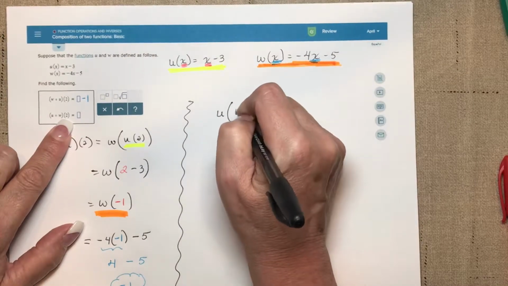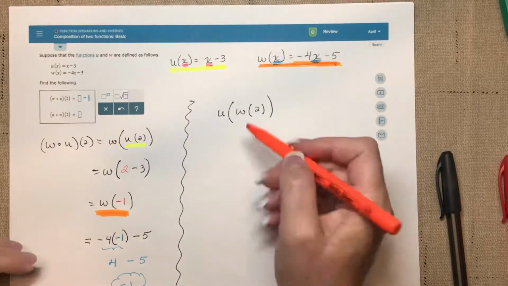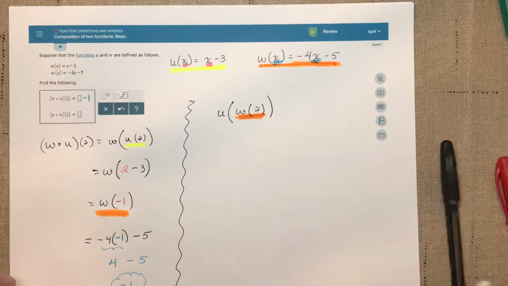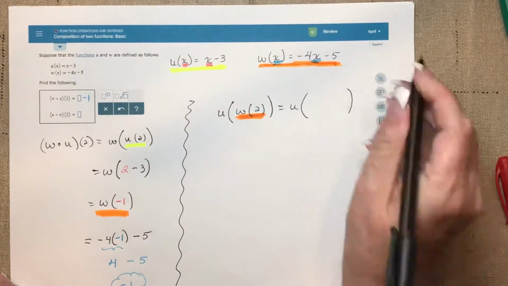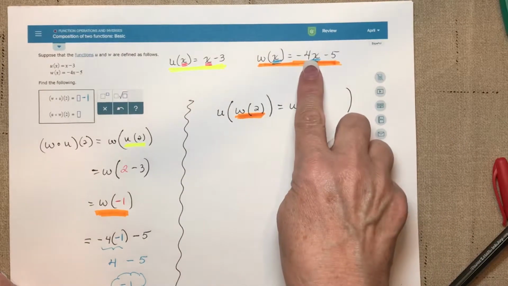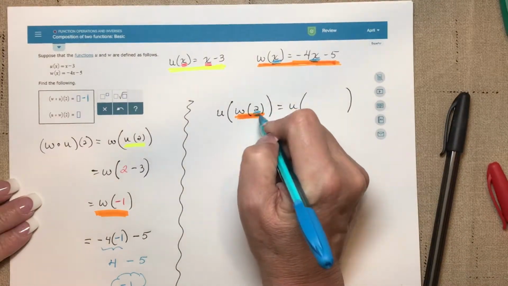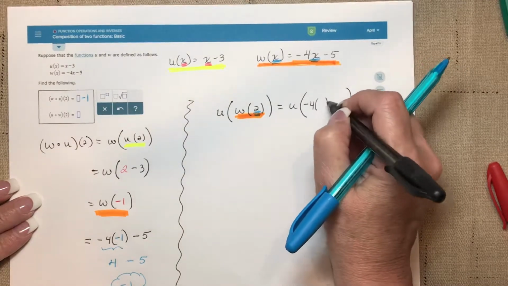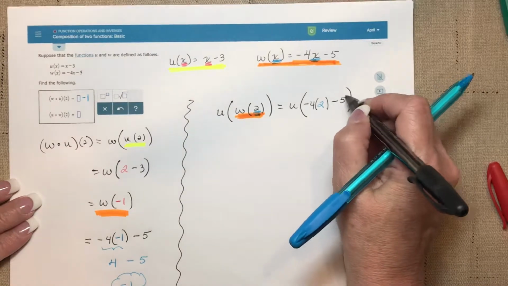U of w of 2. So this time I've got the w function inside the big parentheses, so I'm going to start with that. So this is going to equal u of, and remember the w function is negative 4 times whatever your x is. In this case, our x is this 2, minus 5. So it's going to be negative 4 times 2 minus 5.